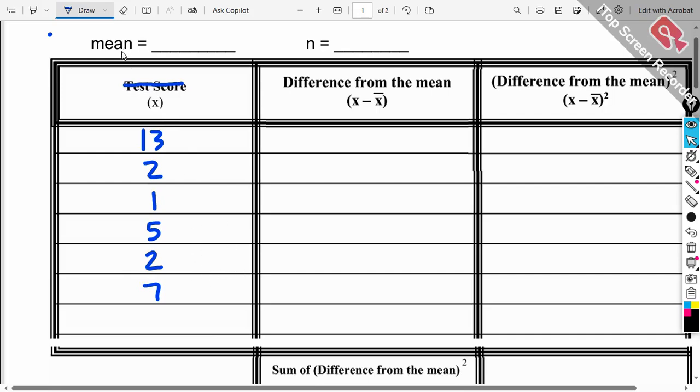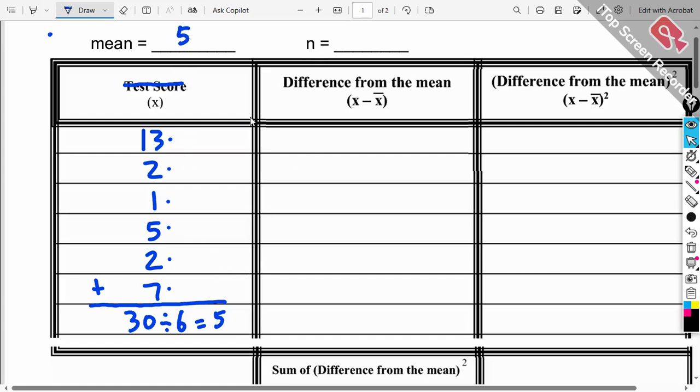And we want to find the mean. As you know, for the mean, you just take the sum of the data. So 13 and 2 is 15, plus 5 is 20, plus 1 and 2 is 23, plus 7 is 30. And how many numbers do we have? 1, 2, 3, 4, 5, 6. We have 6 numbers, so 30 divided by 6 is 5. So that is the mean.